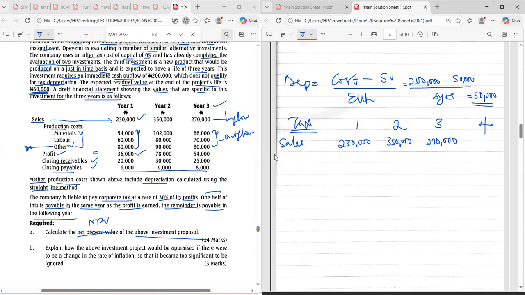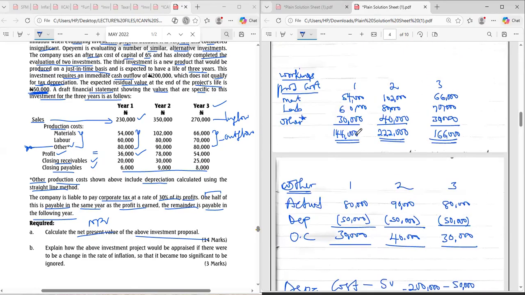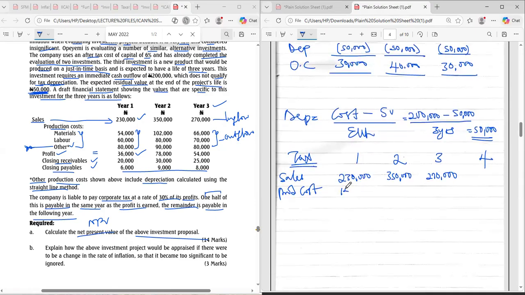What's your production costs? We've done it here. 144, 222, 166. 144, 222, 166. Oh yeah, net. Minus it. 86, the first one.